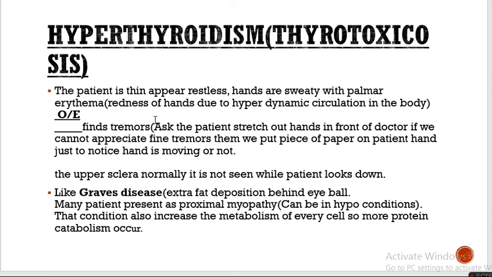Then the upper sclera: normally it is not seen while the patient looks down. So when you ask the patient to look down, there will be lid retraction. I will talk about it later, but for now just keep in mind that the upper sclera is normally not seen while the patient looks down, but in hyperthyroidism, when the patient looks down, you can appreciate the sclera very well.